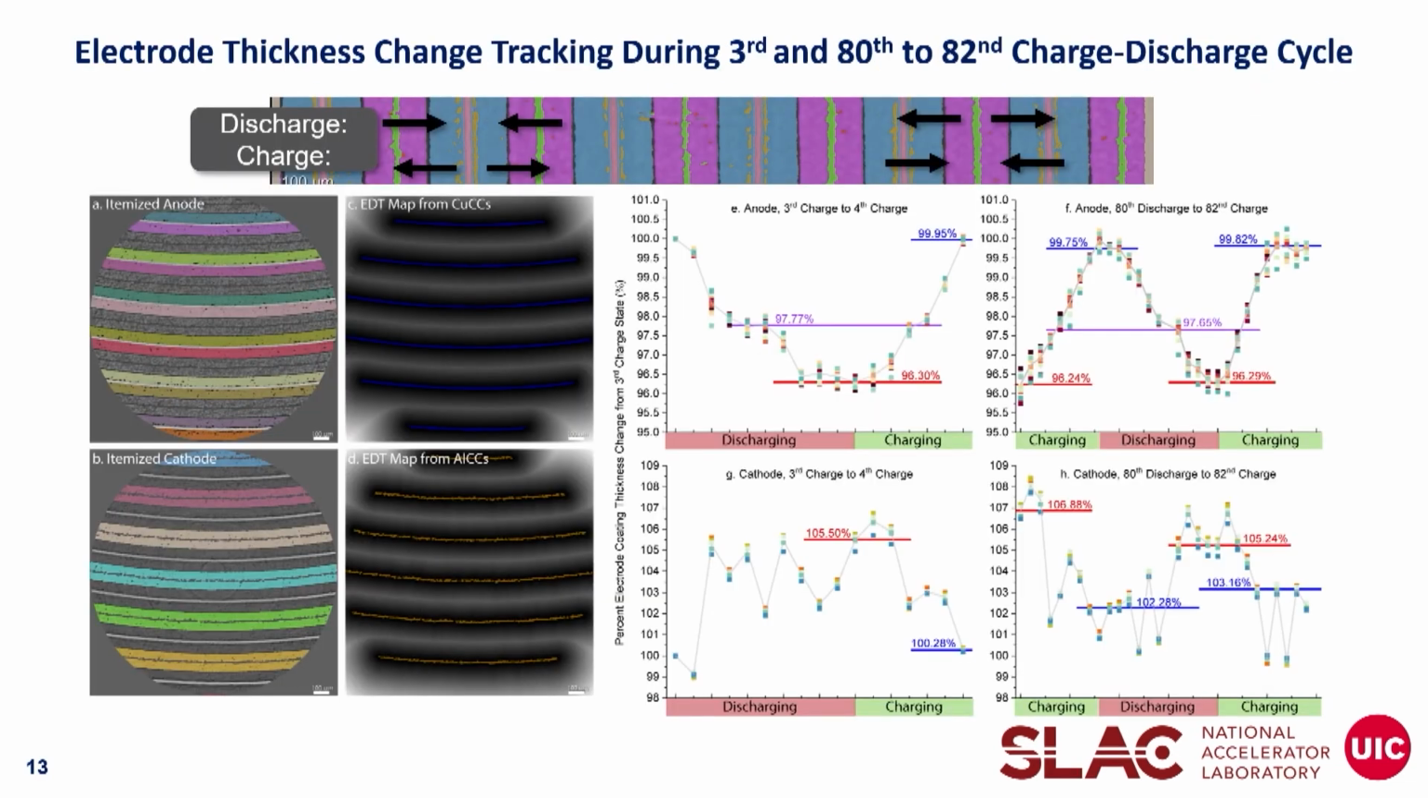Here is the data of the dilatometry. We can see the anode and cathode expansion and contraction graphs. This is the third through the fourth charge, so earlier on in the cycling experiment. We can clearly see in the anode structure contraction at about 3.7% upon discharge, and then returning about 99.95% of the original thickness upon charge.